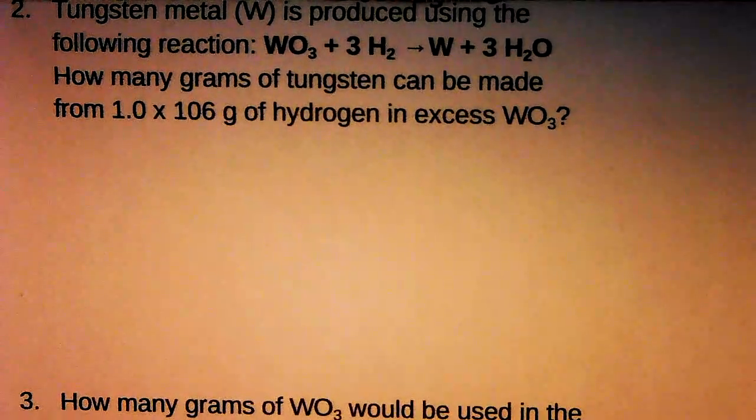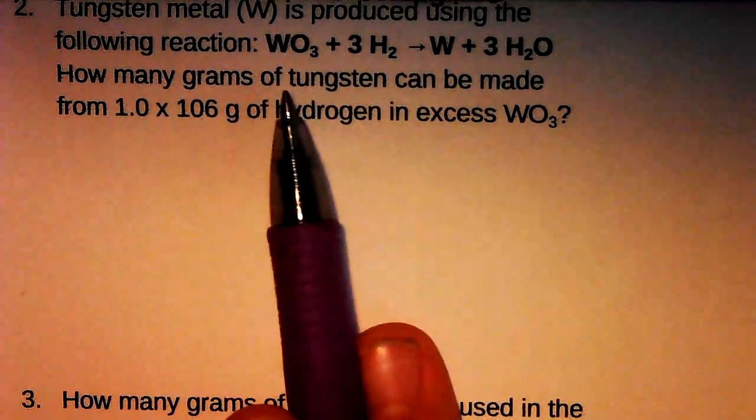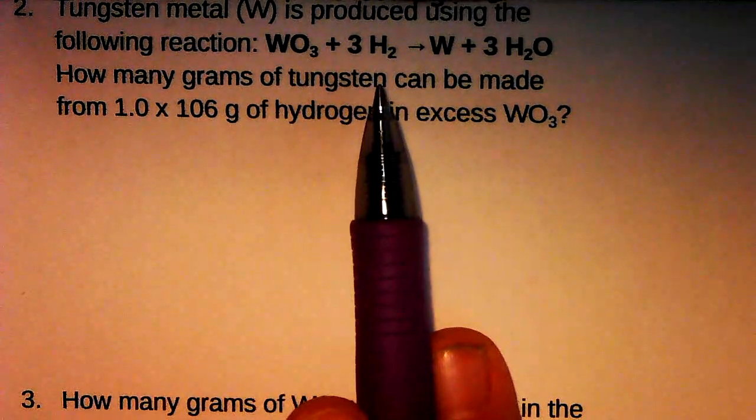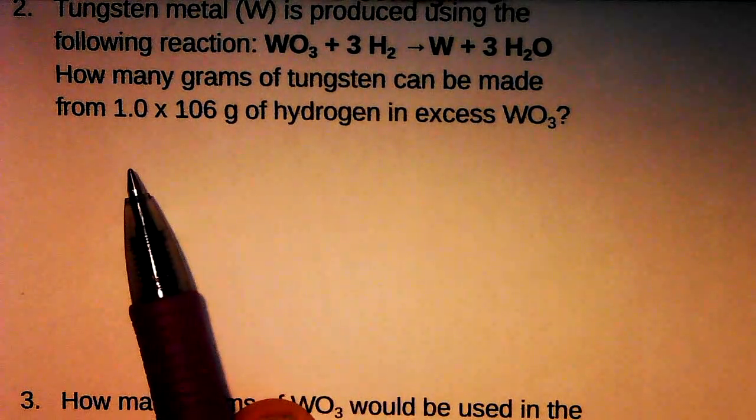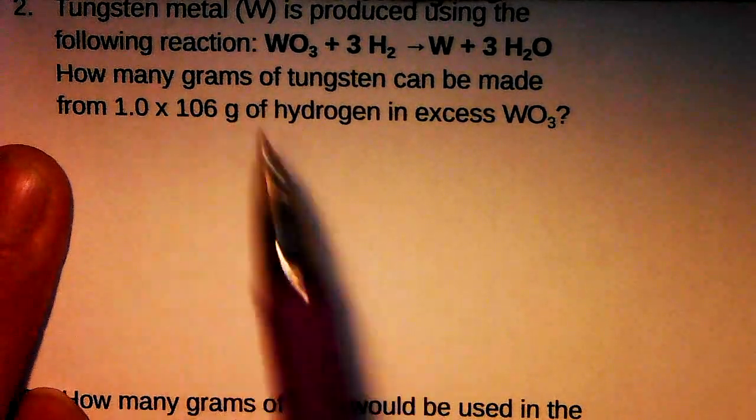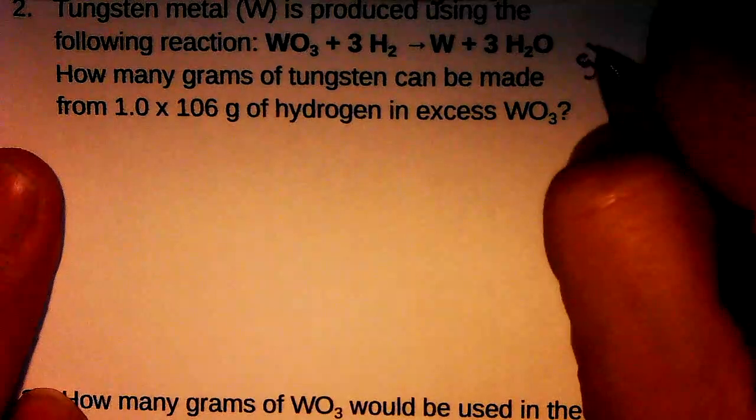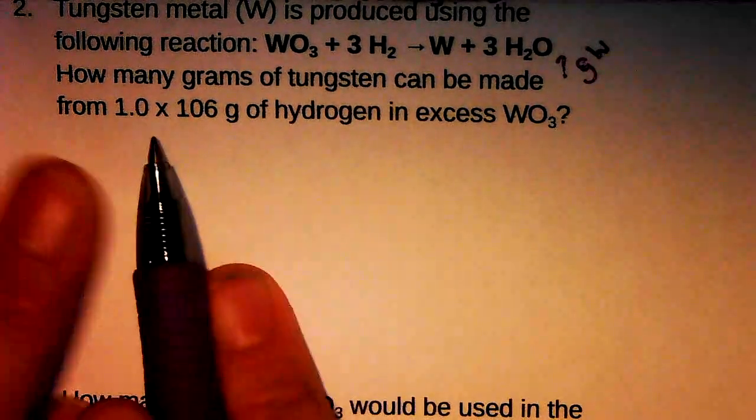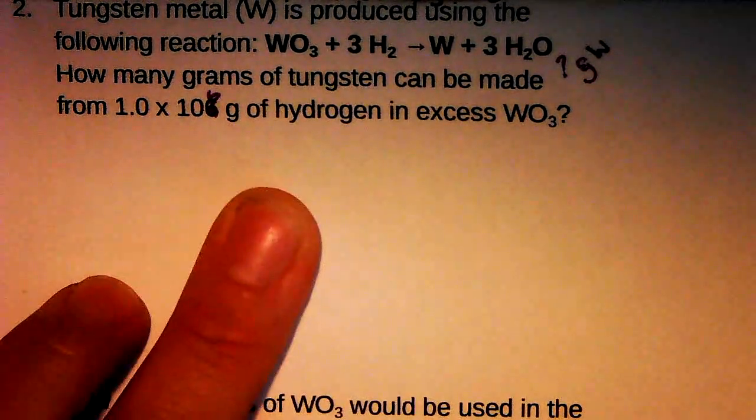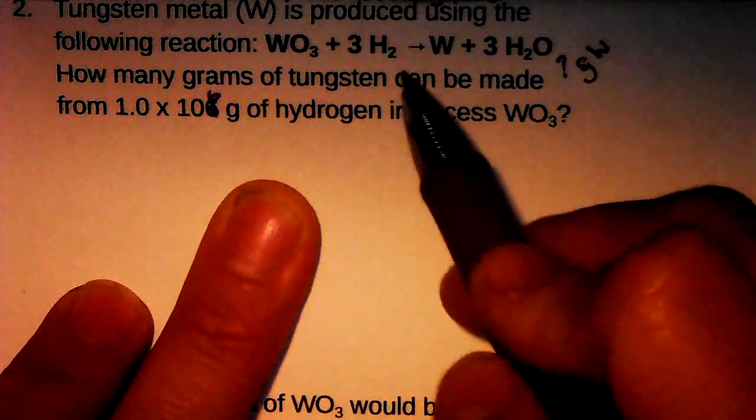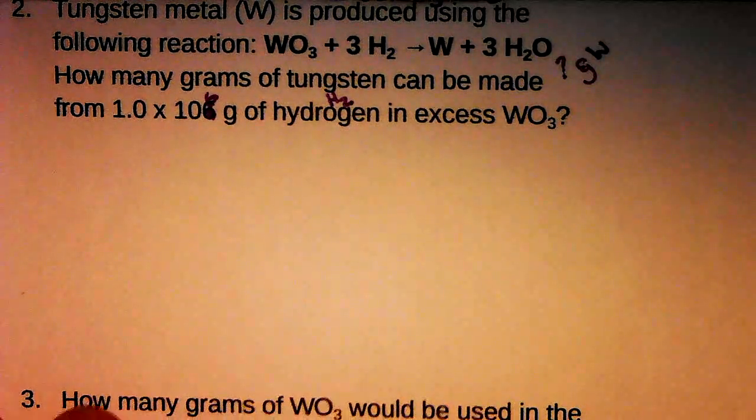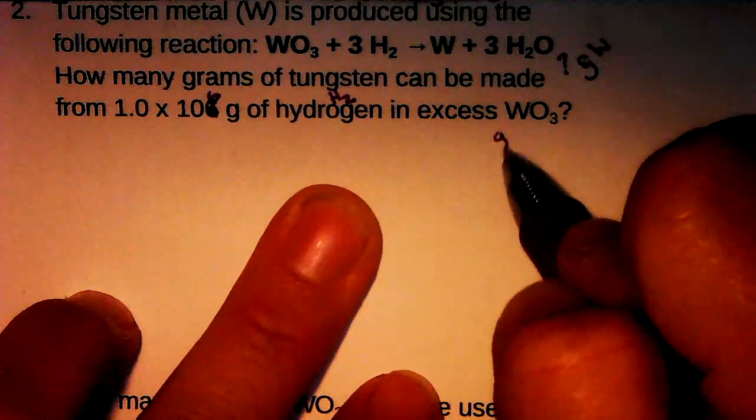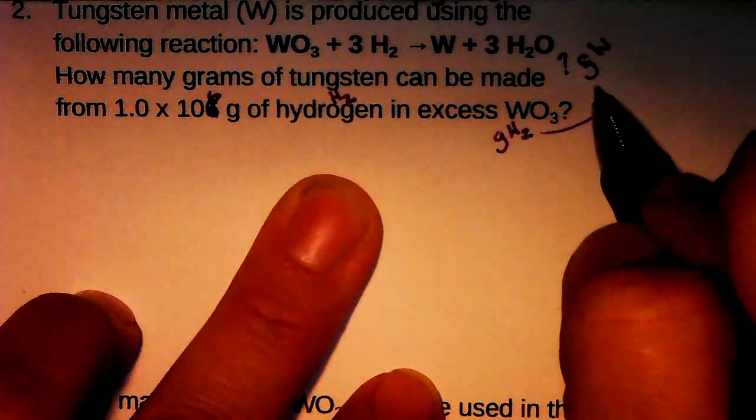All right, so number 2 says tungsten metal is produced using the following reaction. WO3 plus 3H2 yields W plus 3H2O. The question they're asking is how many grams of tungsten can you make from 1.0 times 10 to the 6th grams of hydrogen in excess WO3. Now hydrogen here, don't forget, is H2. It's that diatomic hydrogen.